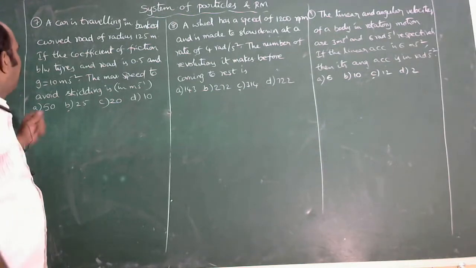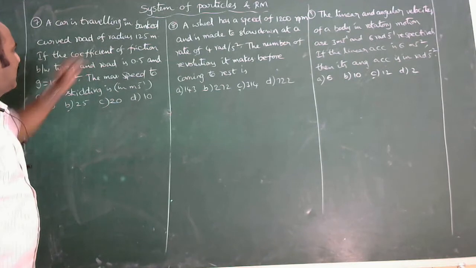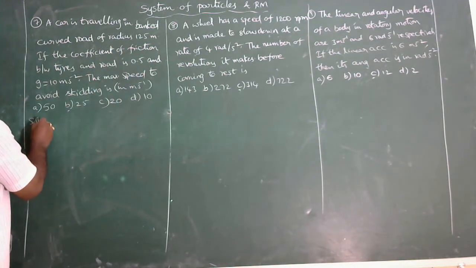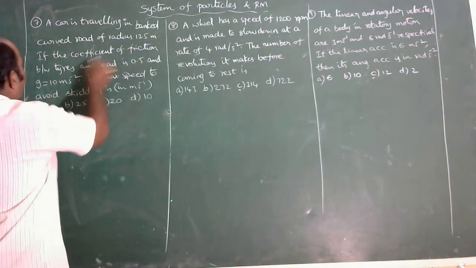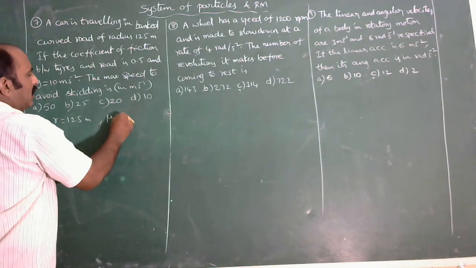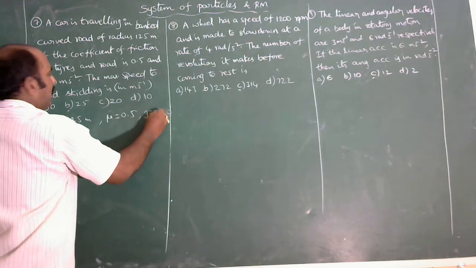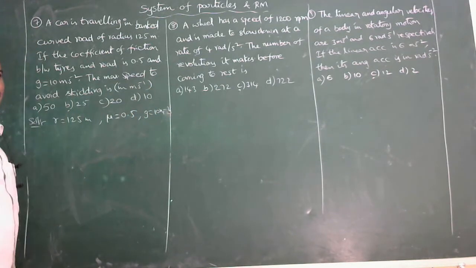Okay, next. A car is traveling on a banked curved road of radius 125 meter. Here, radius r is equal to 125 meter. If the coefficient of friction between tires and road, mu, is given as 0.5 and g is 10 meter per second square, the maximum speed to avoid skidding is.